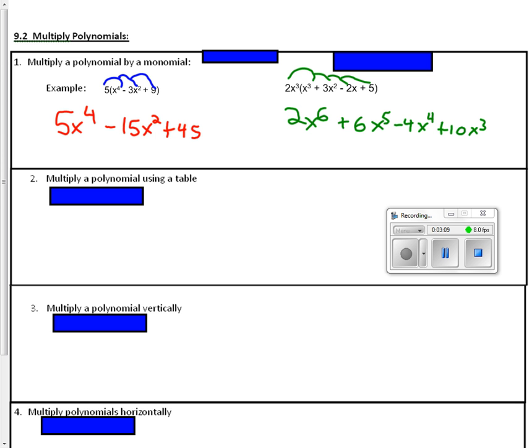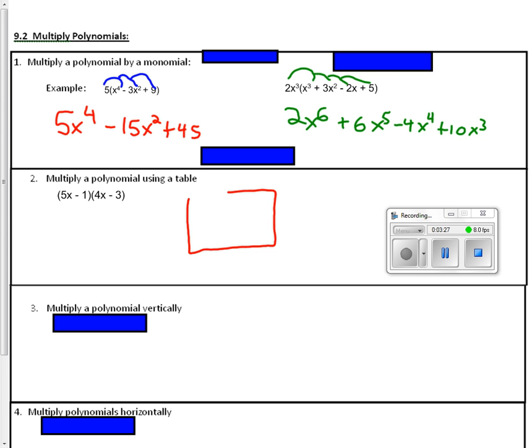Alright, next thing that we're going to look at is multiplying using a table. And we've done some of this in class. We talked about the area problems. So we're going to set up a table. We're going to start by making a square, a rectangle. I'm going to do my best job here. So something similar to that, and then we're going to break it up.